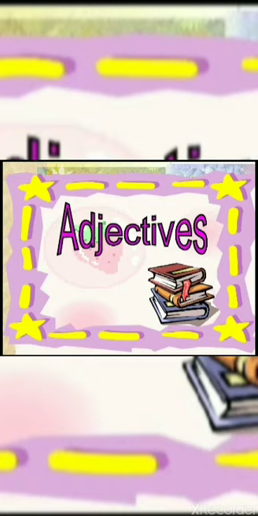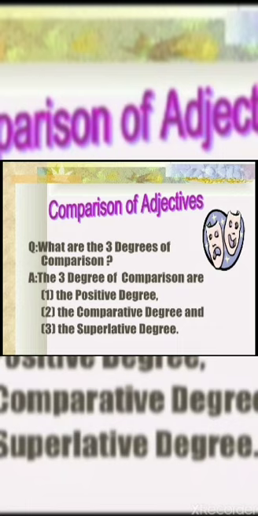Last time we were discussing the topic adjectives and we discussed kinds of adjectives. In this class we are going to discuss comparison of adjectives. So let us begin. First of all, what are the 3 degrees of comparison? The 3 degrees of comparison are the positive degree, the comparative degree and the superlative degree.